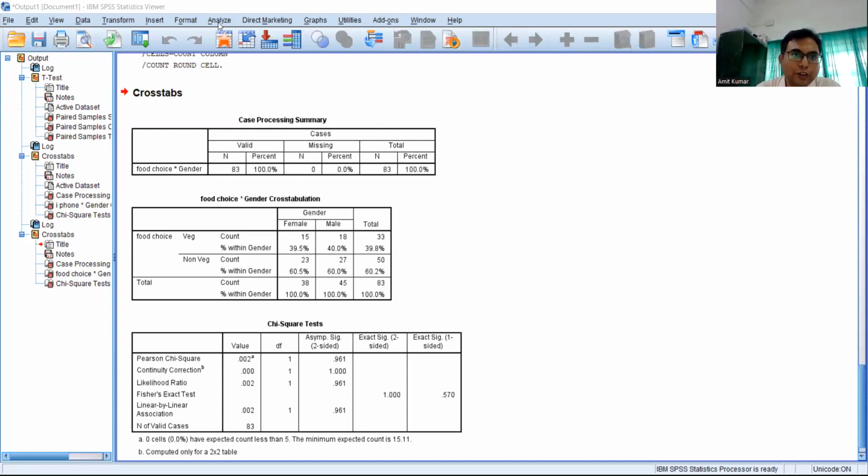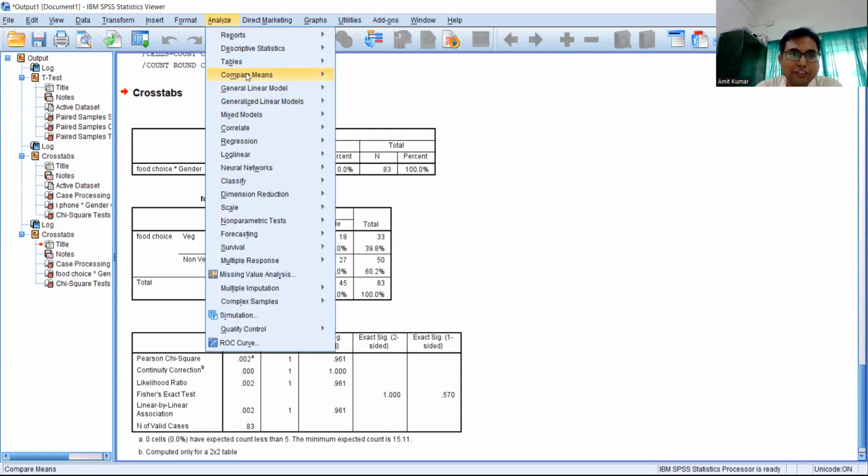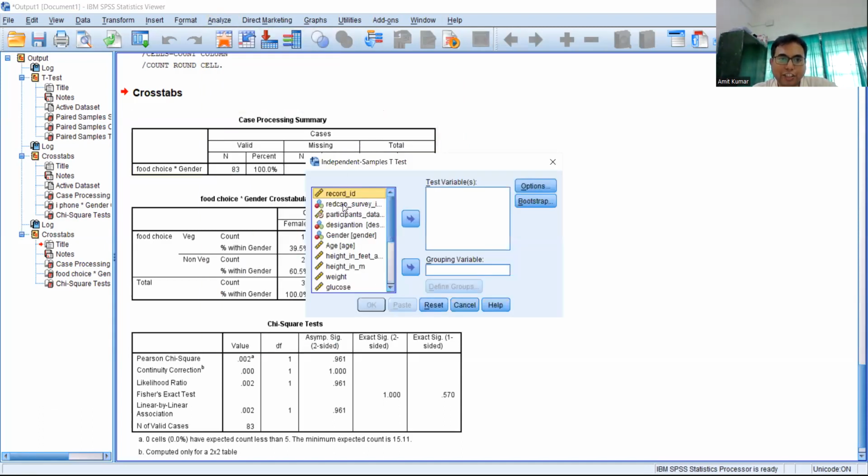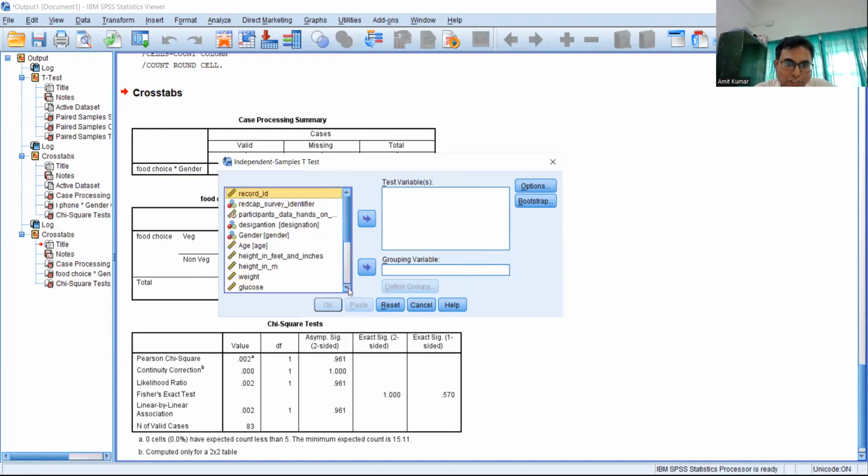Now we see, we want to know the blood pressure difference between male and female. So we will go to Analyze, then Compare Means, then the Independent Samples t-test. We select the test variable, systolic blood pressure, and the grouping variable is gender, male and female. I will drag this variable to the grouping variable. But now we have to define the groups here. That is the requirement of SPSS.